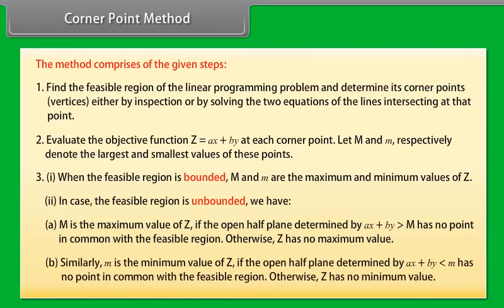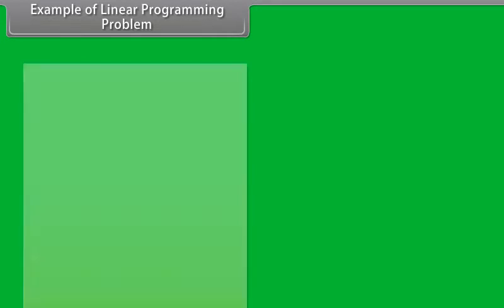b. Similarly, m is the minimum value of z if the open half plane determined by ax + by < m has no point in common with the feasible region. Otherwise, z has no minimum value. Example of a linear programming problem.